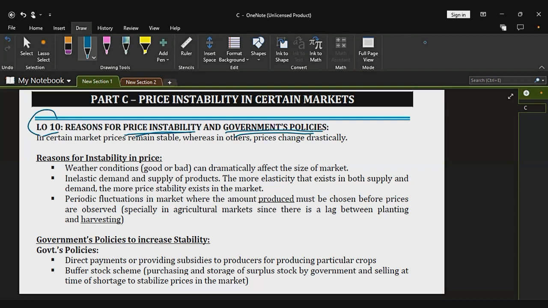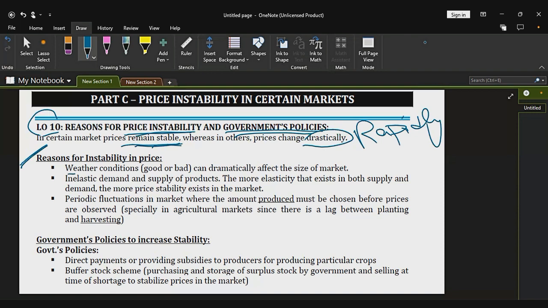In certain markets, prices are relatively stable, whereas there are also some markets where the prices change dramatically, means the prices change very rapidly. What are the common reasons for instability in the price?